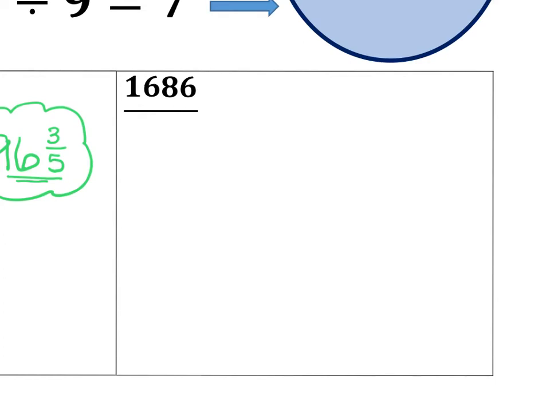Okay, we're going to try our next one. We're going to do 1,686, and this time our divisor is 82. All right, so let's set it up. And our top dog is 1,686, so we'll put that in the doghouse, and we're dividing by 82.